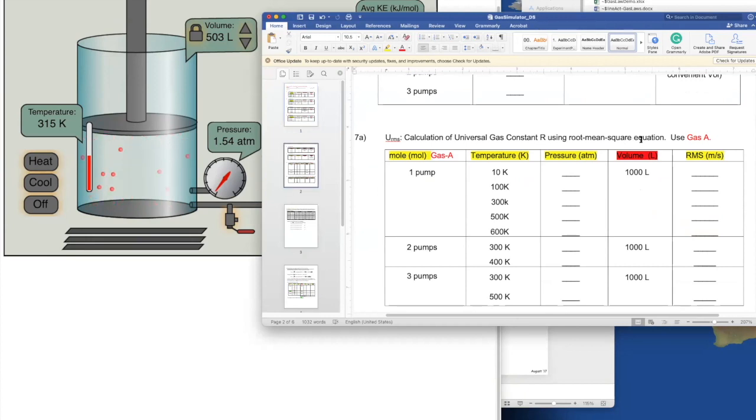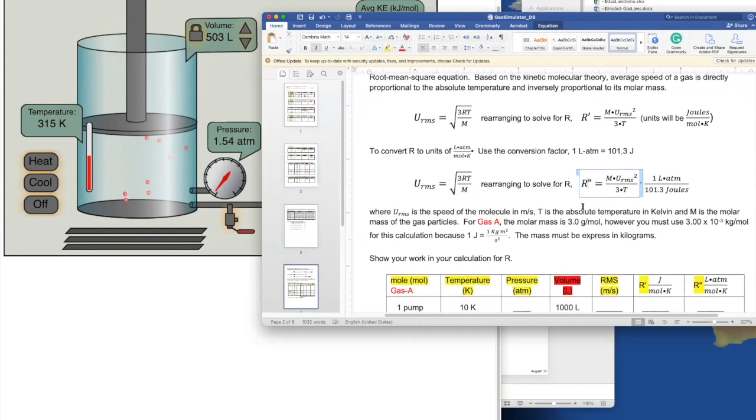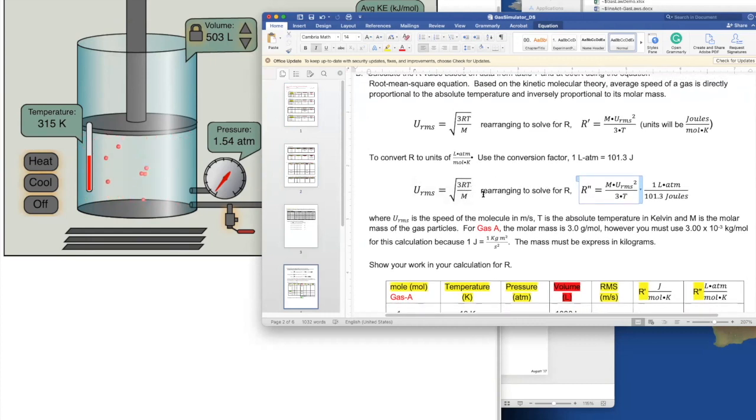Now, in the gas law, we didn't do the root mean squared equation, but I do give you this root mean squared equation right here. So what do you need to do in order to calculate R? R is equal to the root mean squared parameter, URMS squared, times the molar mass divided by 3 divided by the temperature in Kelvin. This is the equation that you guys want to use in order to calculate R.